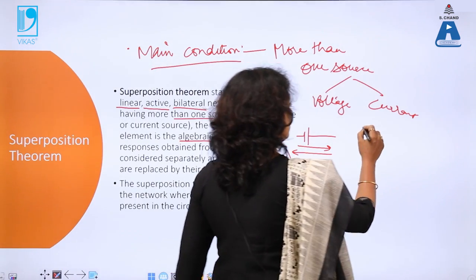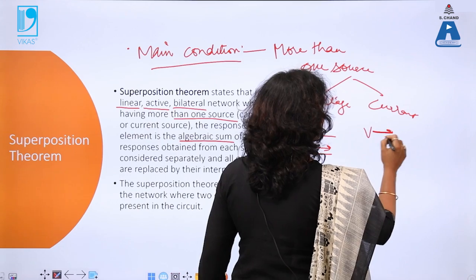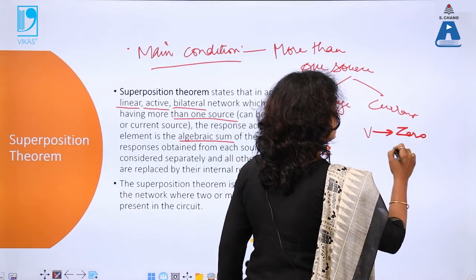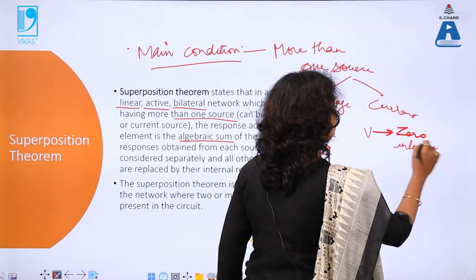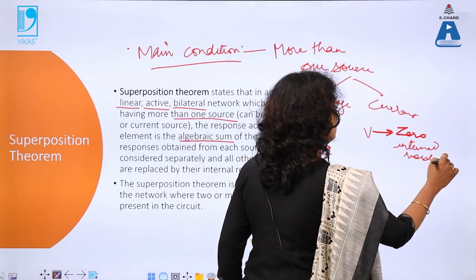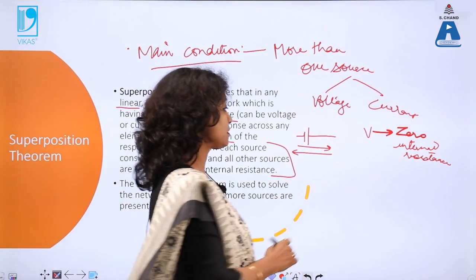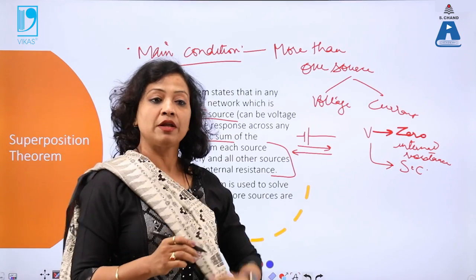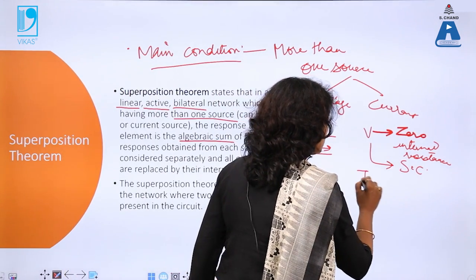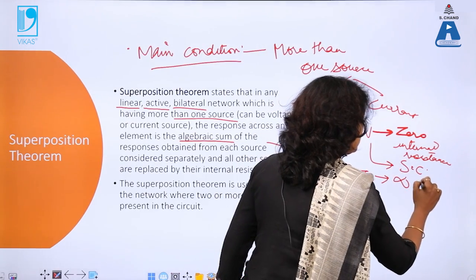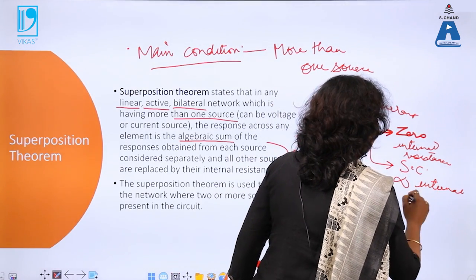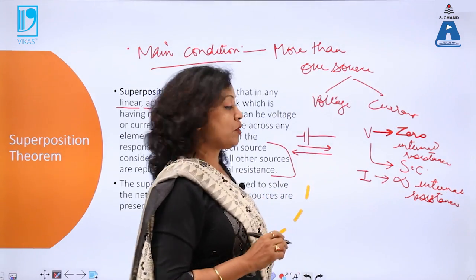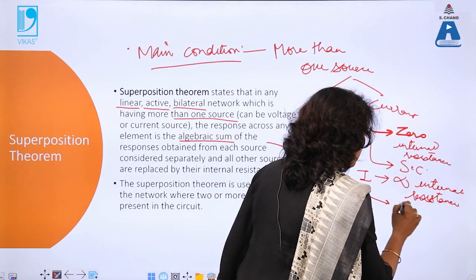For voltage source, as we discussed in previous videos, we take the ideal voltage source, which has zero internal resistance. In the ideal case, voltage source should have zero internal resistance. That means voltage source is short circuited, because in a short circuit there will not be any resistance. Similarly, current sources have infinite internal resistance. So that means in case of current sources, if we want to superimpose or replace, we have to replace it by an open circuit.